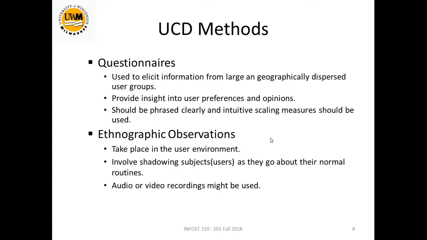We can also use questionnaires like the one you have in assignment 1. Questionnaires usually elicit information from a large group of users and provide insight into user preferences. We can also have what we call ethnographic observation. We go to the user environment, we work in the user environment, we shadow users. We might use audio or video recordings just to get the user impression on what they need done.